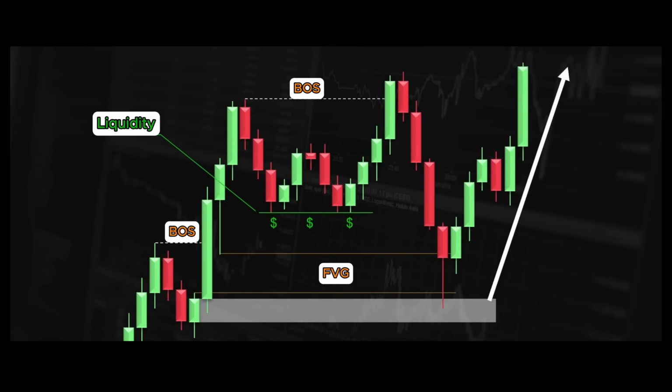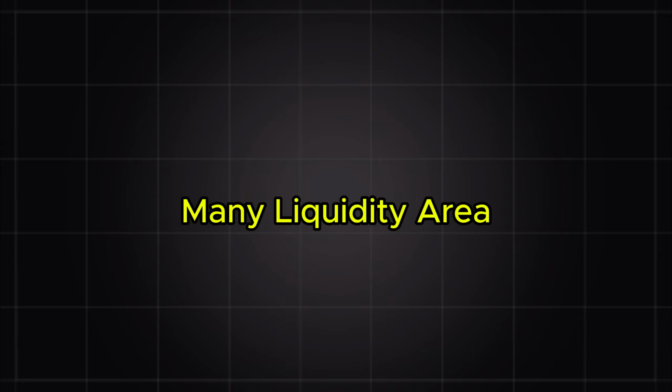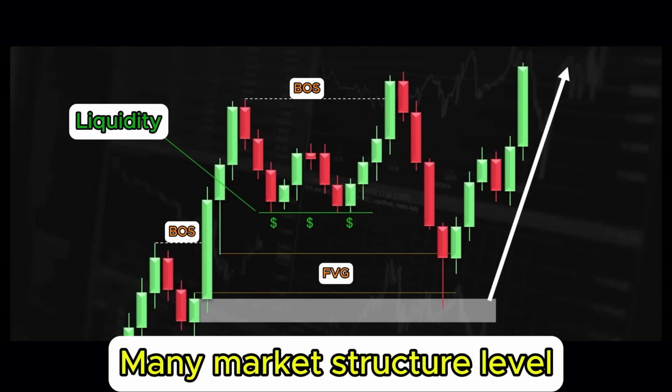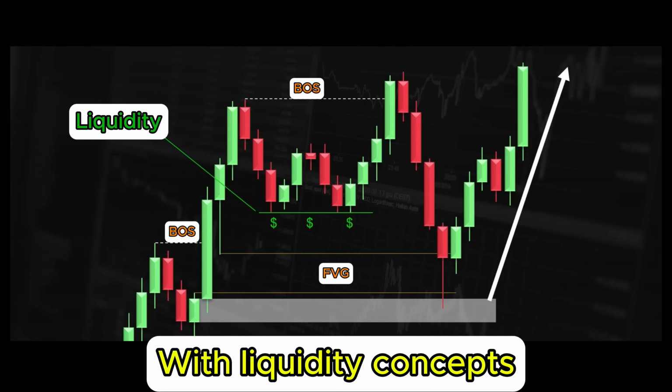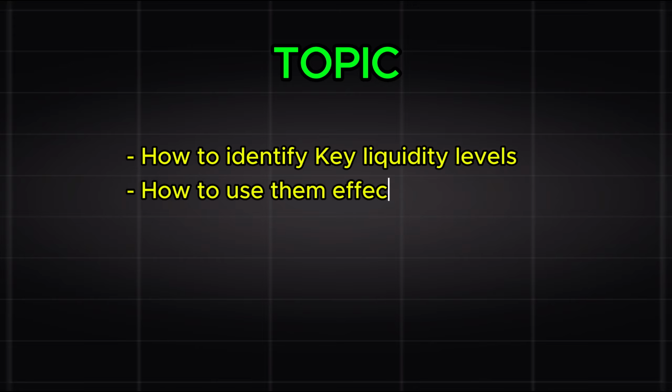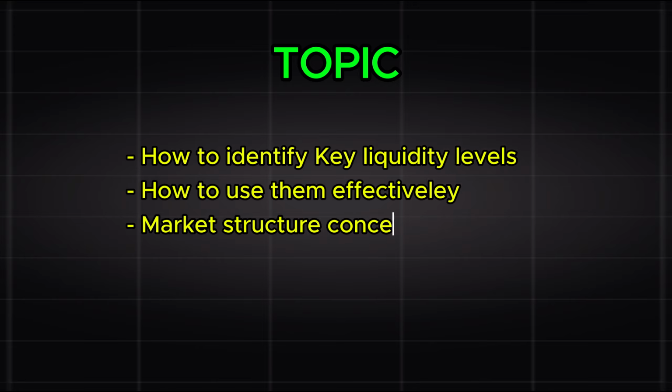Market structure and liquidity areas are two inseparable concepts in smart money. Many liquidity areas find meaning through market structure, and many market structure levels become meaningless without liquidity concepts. In this video, first, we're going to talk about identifying the key liquidity areas on the chart and how to effectively use them. And second, we're going to explain how we combine liquidity with market structure concepts.